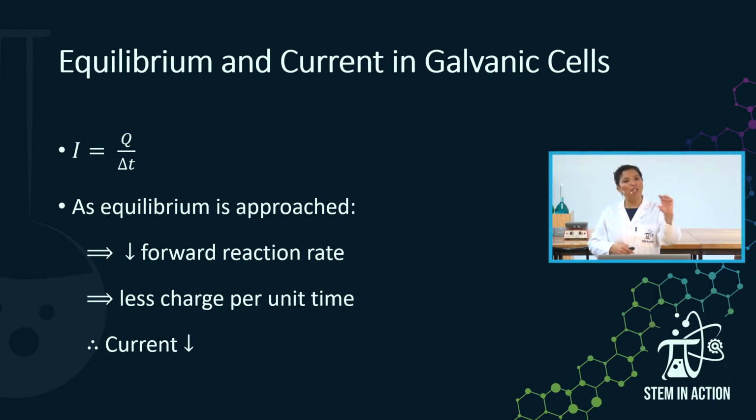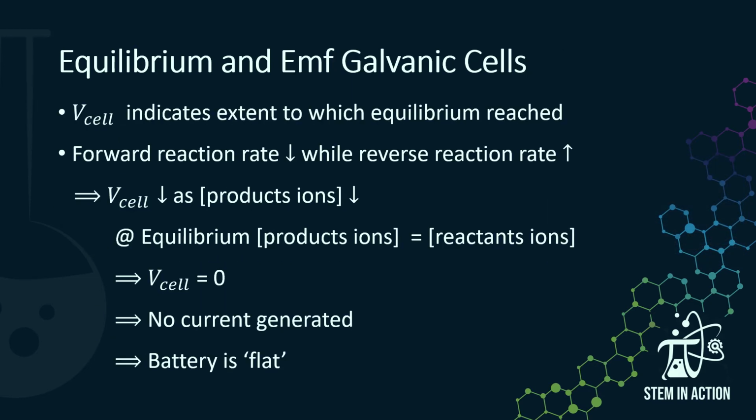Now, as equilibrium is approached in this galvanic cell, there's a decrease in the forward reaction rate. Do these terms sound familiar? These terms were covered in chemical equilibrium. And as the forward reaction rate decreases, there's less charge that's moving past a specific point per unit time. And that means there's a decrease in the current.